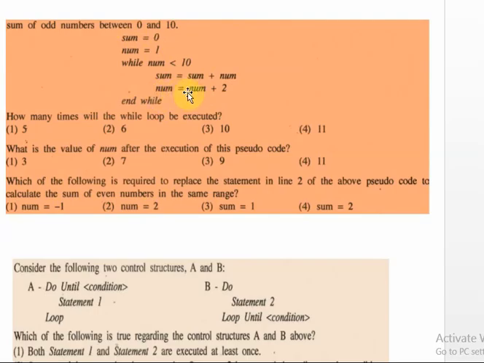Num is equal to, if this becomes 2, it's correct, right. Now see, num is equal to num plus 2, 2 plus 2 is 4, 4 plus 2 is 6, 6 plus 2 is 8, 8 plus 2 is 10. So we need to make num is equal to 2, right. Then it will calculate the sum of even numbers.